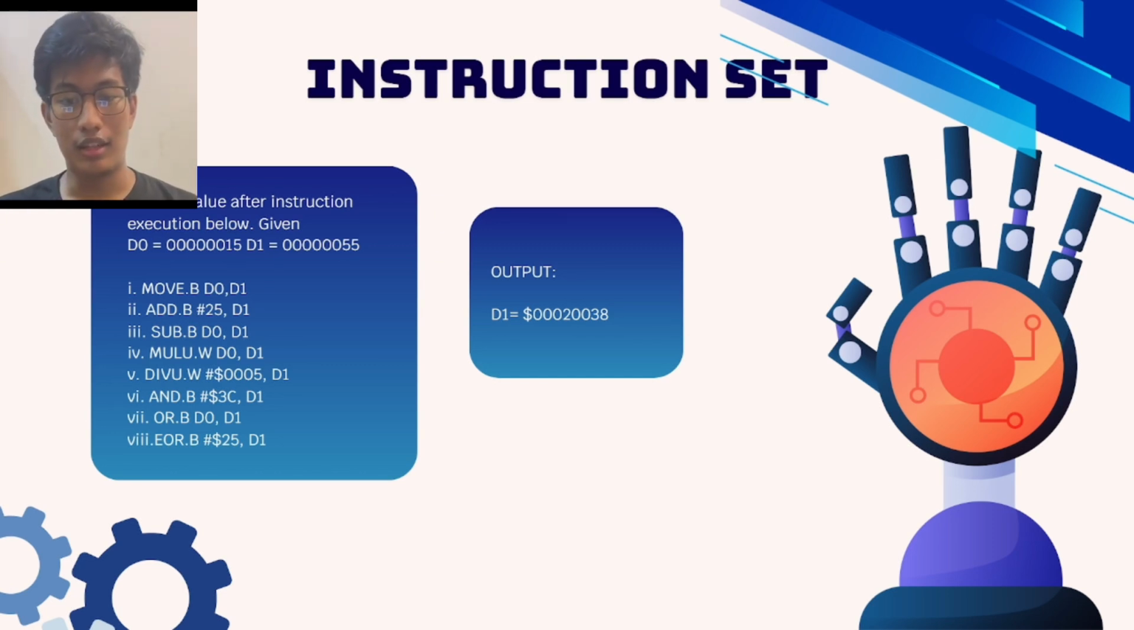Now, for the final statement, we have to do an EOR statement, which is exclusive OR. We have to get D1, which is 3D, and the given number, which is 25. We turn 3D into binary, which is 00111101, and turning 25 into binary as well, which is 00100101. Now, to perform our EOR, we do 3D EOR 25, which equals 00011000, which also equals 18 in hexadecimal. The final result in D1 will be 00020018.